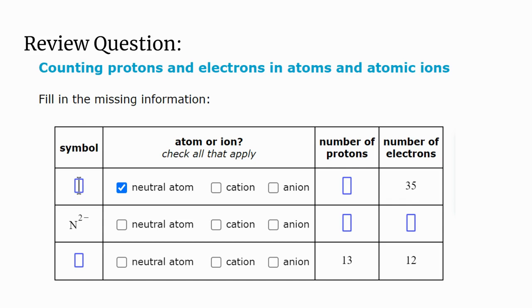How about this one? This is nitrogen 2 minus. What kind of atom is it? Good, anion. And then how many protons does nitrogen have? 7. How many electrons will nitrogen 2 minus have? Good.